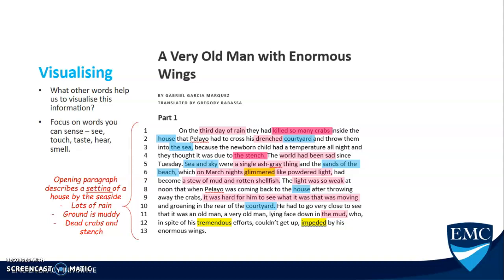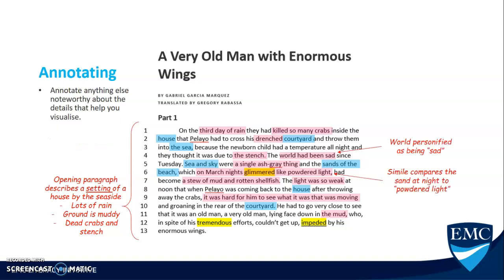There's also these little details. Killed so many crabs and the stench. So we get this extra level of meaning. We can imagine and visualize the mud full of all these little dead crabs. We can imagine the character walking across the courtyard, being able to smell something really bad, maybe the dead crabs. And if we put all that together, we get a really great image of what this setting looks like, what it smells like, and what it would be like to be there.